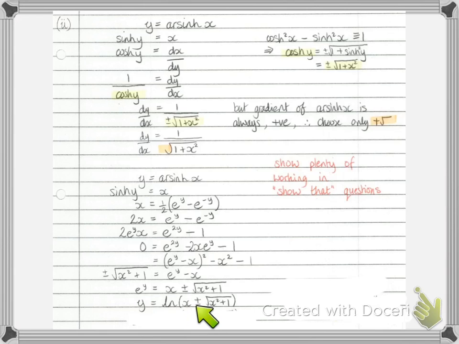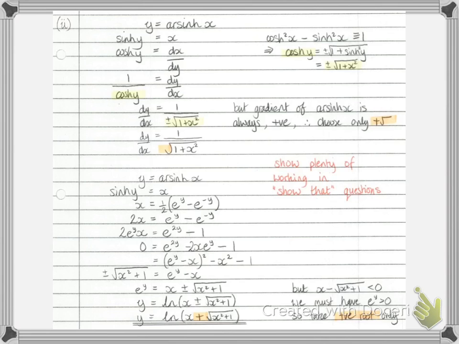Well, if this was minus, because the square root of x squared plus 1 is bigger than x, that would make this a negative value. Now can we have e to the y being equal to a negative value? Well, e to the y is always greater than 0, so no, we can't. So we can only take the positive square root, meaning that our final answer is going to be log of x plus the square root of x squared plus 1.